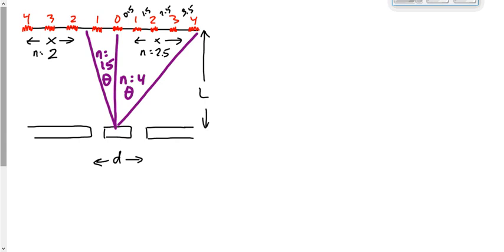Now, we have two equations that use these variables. The first one is the one we want to use because this is the one that's always valid. Lambda is equal to d sine theta over n. We already know what each of these variables mean. This equation is valid no matter what. We'll put a check mark by it because you can use it whatever the circumstances, as long as theta is measured from the central maximum.